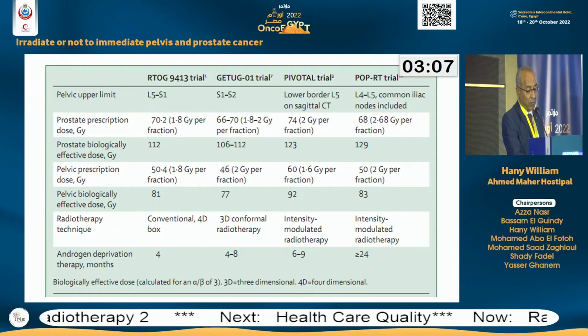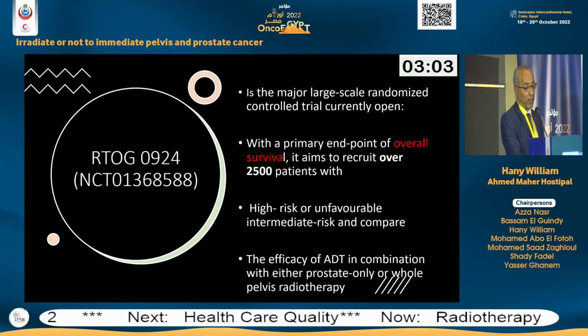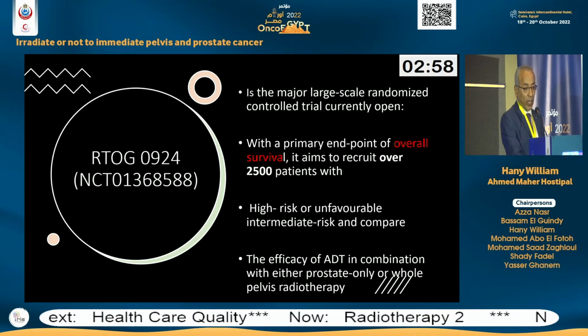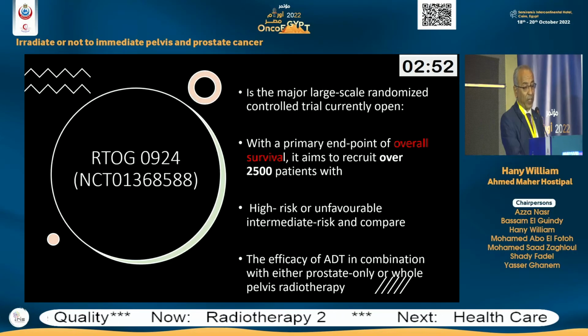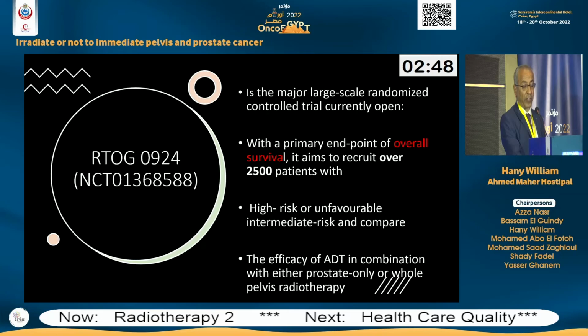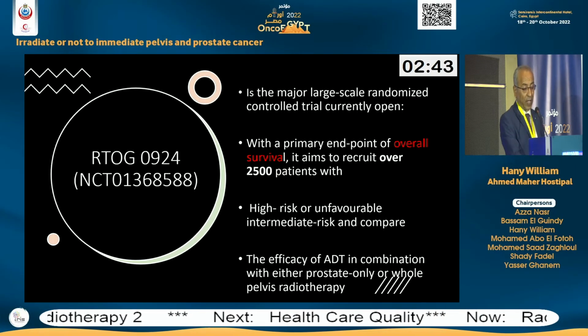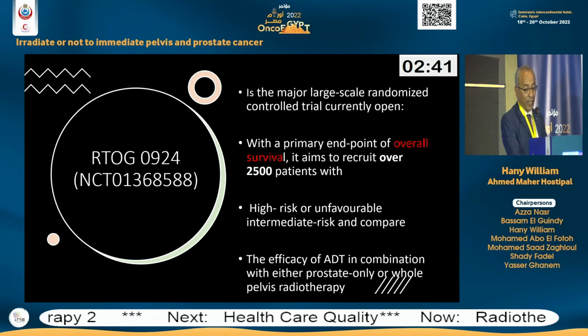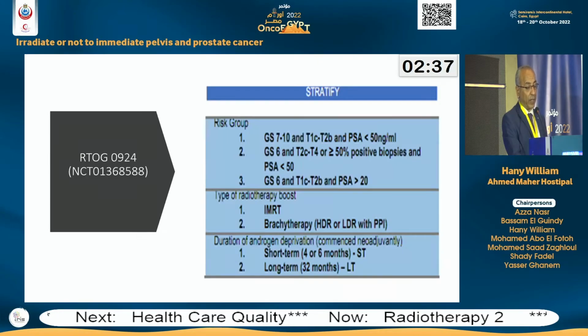Till now, we have no consensus, and we are waiting for RTOG 0924, a major large-scale randomized controlled trial currently open with a primary endpoint of overall survival. It aimed to recruit over 2,500 patients with high risk or unfavorable intermediate risk and to compare the efficacy of ADT in combination with either prostate alone or whole pelvic radiotherapy.